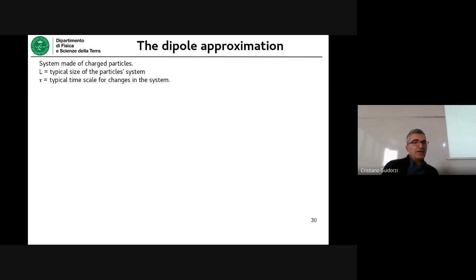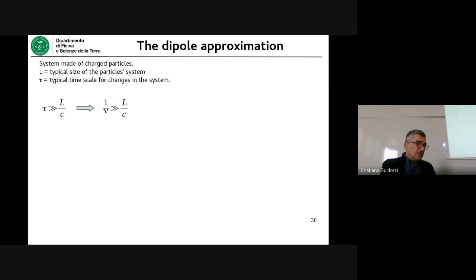We also define a typical time scale over which particles change significantly their position within this set. Of course, if you consider a too short time interval, particles haven't moved enough. So there will be a typical time scale beyond which the configuration of the system might have changed significantly. We call it tau. Let's consider the case in which this tau is much longer than the light travel time of the system. What is the light travel time? Well, it is the time it takes for light to cross the system. So it's just L over c. So in other terms, let's consider the case in which the typical time scale we have to wait for a significant change in the configuration of the system is much longer than the light travel time.